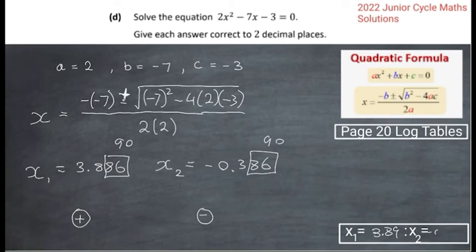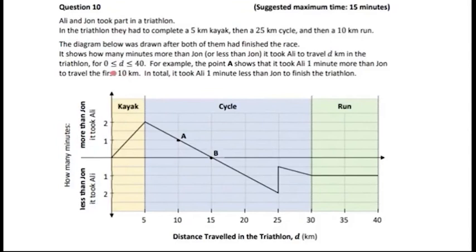I'm back. We're on question 10. Ali and Tom took part in a triathlon. They do 5 kilometers kayak, 25 kilometers cycle, and a 10 kilometer run. So one of these values is higher than the other. So for instance, at this point, Ali takes 2 minutes longer than John to complete the kayak section.